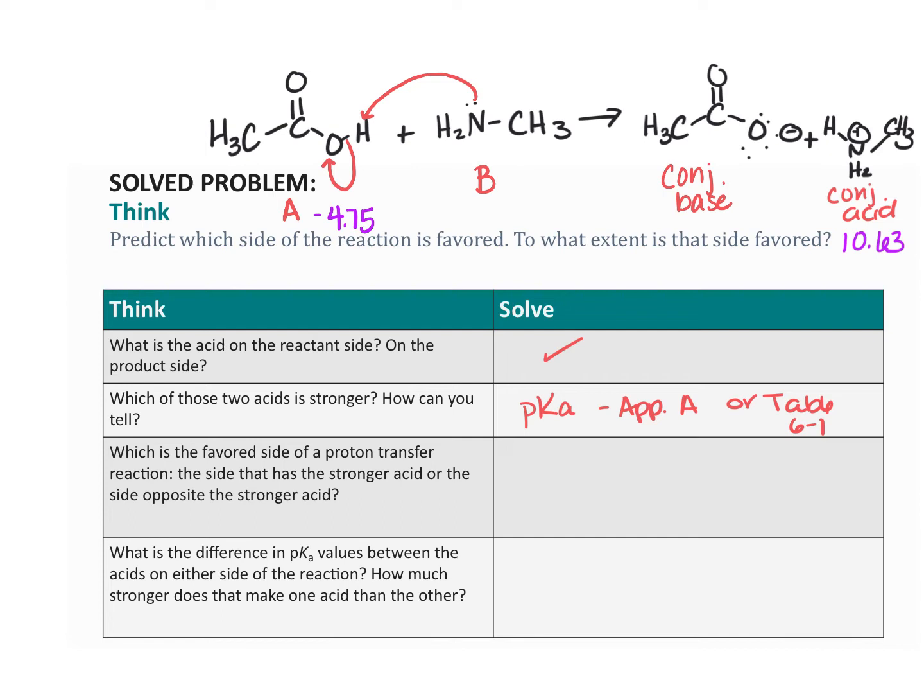So that's kind of a weird way to do it, right? When I look at this, I say, okay, look, 4.75 is a lot lower than 10.63. So that means this is the stronger acid, and so it is going to push the reaction that way. And so what we know from this is that the product side is favored.